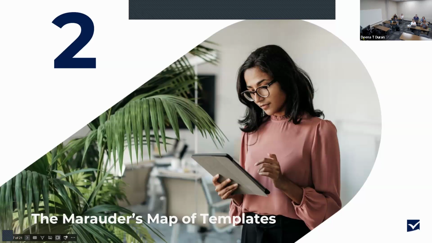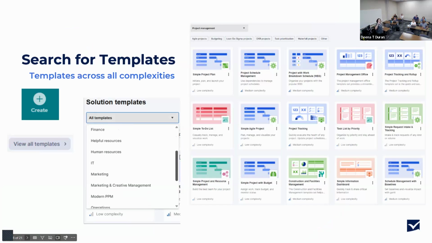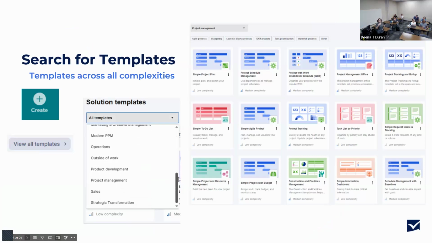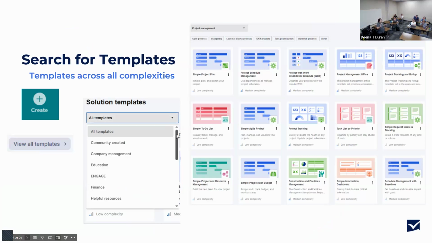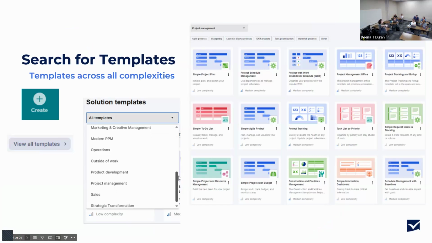Okay, so let's get into templates. When you go to search for a template, we have, across all complexities, low, medium, and high complexities. Whenever you're at Smartsheet, over on the far left-hand panel, and we'll walk through it, you have your browse and favorites. There's also a create button.